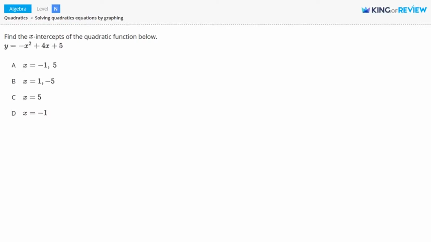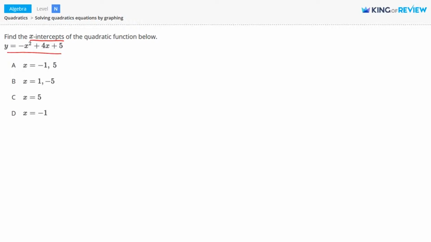Find the x-intercepts of the quadratic function below. y equals negative x squared plus 4x plus 5. So this question asks for the x-intercepts of our function here.